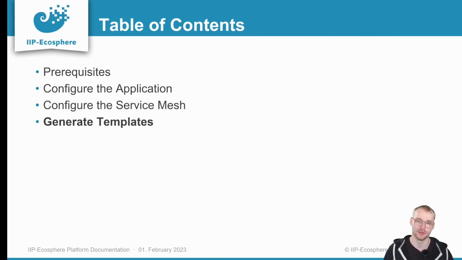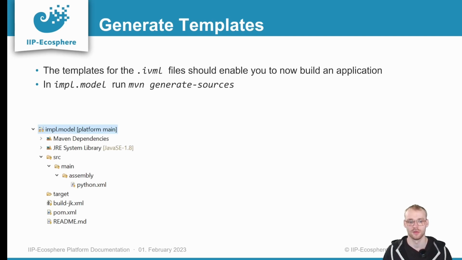Now we generate the templates because we've defined our data types, we've defined our services, and we've defined the application based on our services. The template for the IVML files should enable you to theoretically build an application from now on. The template is something provided in the development container, so if you're working without it, you're probably not able to just take something from our examples and run with it. Mind you, we've not implemented functionality up until now, so it wouldn't do much.